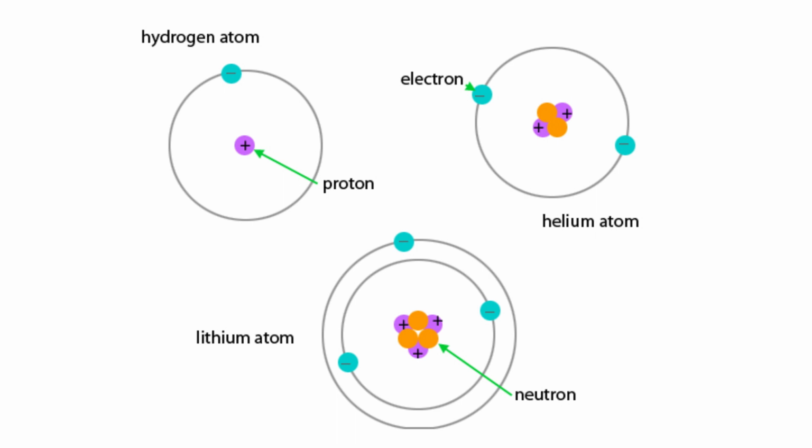The number of protons within the nucleus of any atom represents the atomic number and the element. Here the hydrogen atom has only 1 proton in its nucleus, so its atomic number is 1. Also, it can be identified as the hydrogen element. The helium atom has 2 protons in its nucleus, so its atomic number is 2, and it is identified as the helium element. And also lithium has 3 protons in its nucleus, so its atomic number is 3. Also, it is identified as the lithium element.